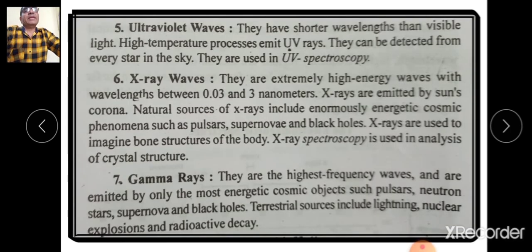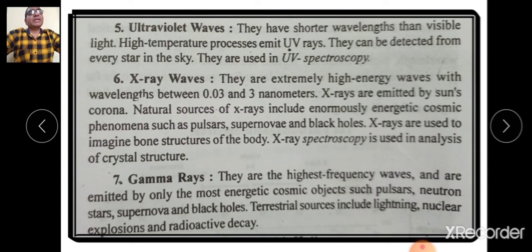Then the next variety is ultraviolet waves. Of course, the length is decreasing, they are shorter wavelengths. High temperature processes emit UV rays. They can be detected from every star in the sky, and they are used in UV spectroscopy.